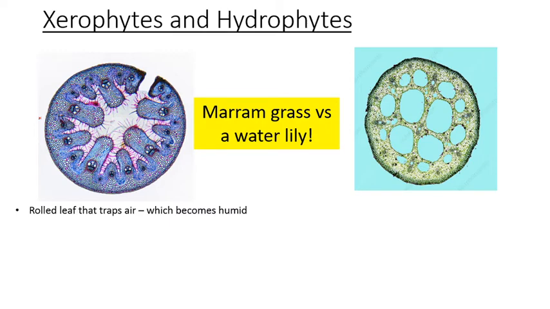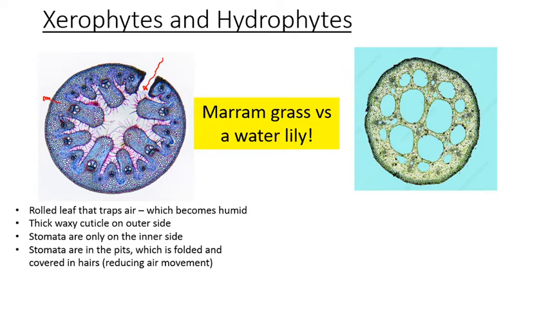So marram grass first. Again, this is in a very dry environment. We call these xerophytes. The leaf is rolled into a circle. This way, the only way air can actually get to the leaf, in and out, is that bit there. It means that all this air here becomes very humid because it's trapped and it can't escape. The very outside layer is a very thick, waxy cuticle that stops any water escaping out that way by accident. The stomata are only found on this inner bit here.